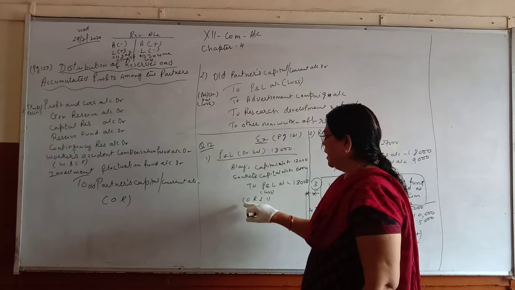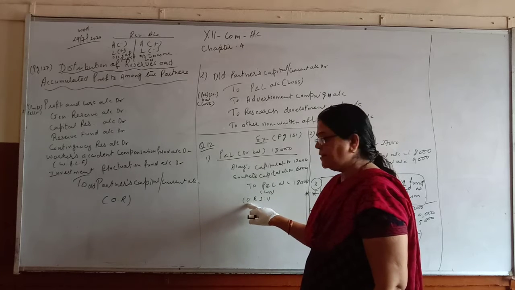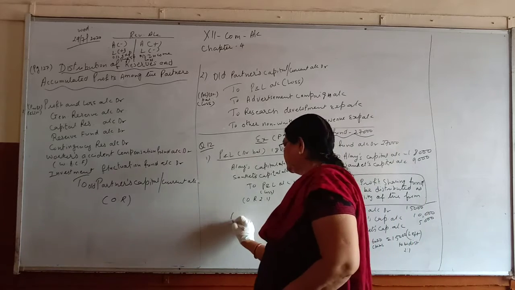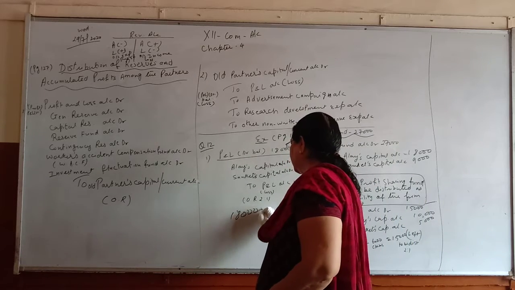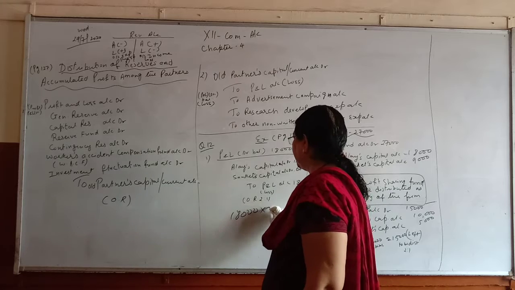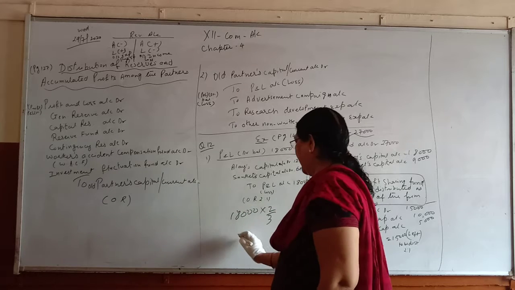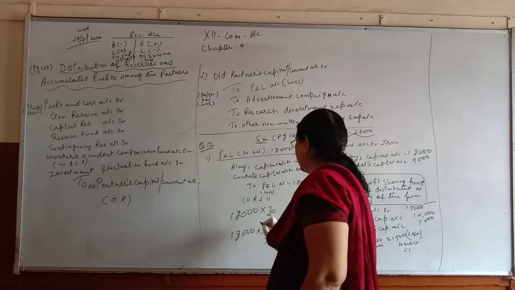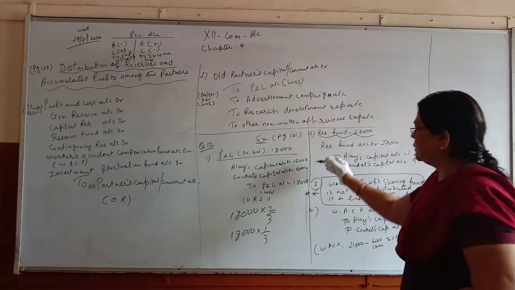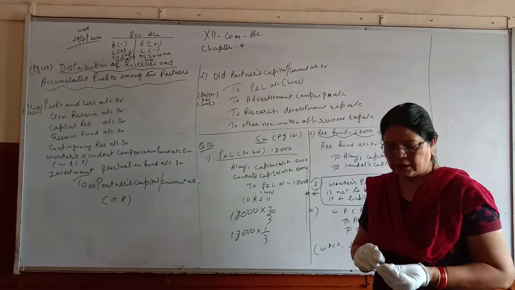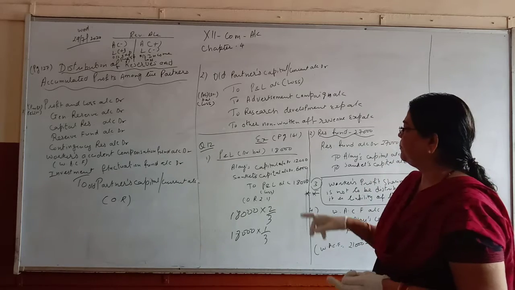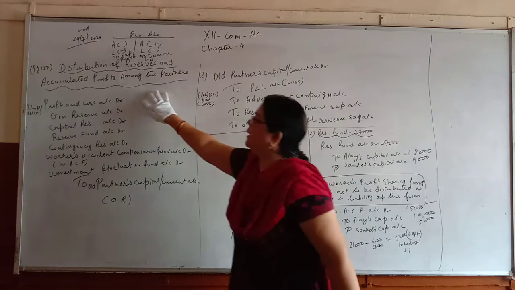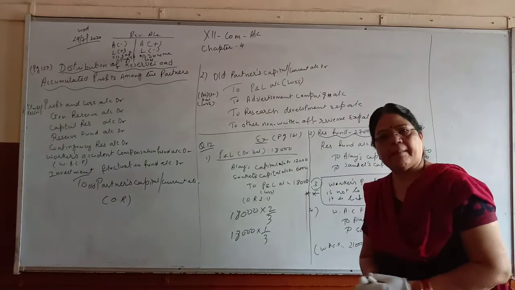It is a loss and the old ratio is 2:1. So the 18,000 you have to distribute in 2:1. So 18,000 multiplied by 2 upon 3, and the other one 18,000 multiplied by 1 upon 3. So you will get here 12,000 and 6,000. And if it is profit, then we will write profit and loss account debit to partners' capital.